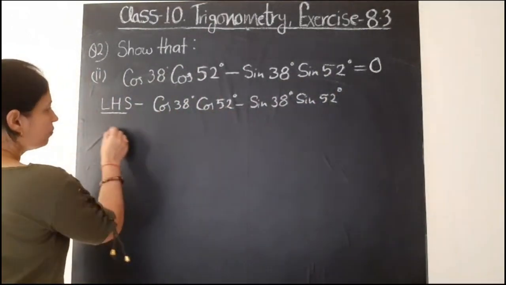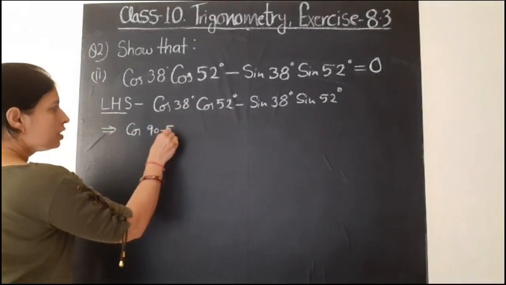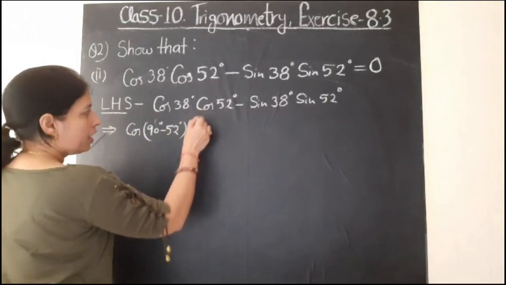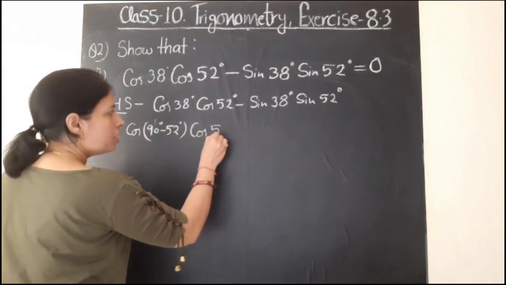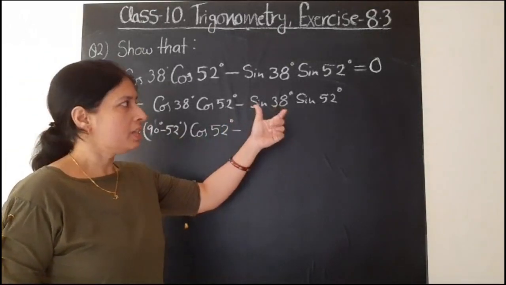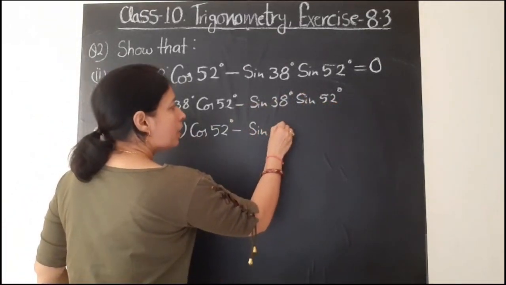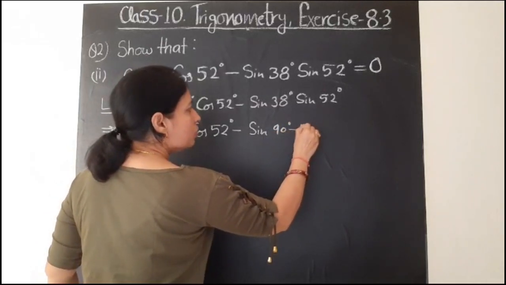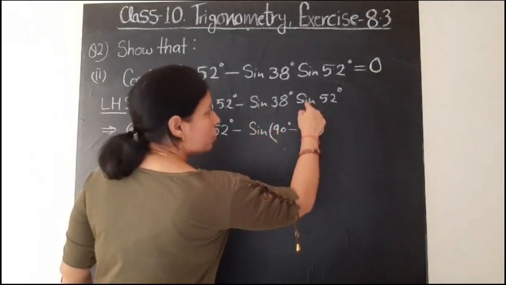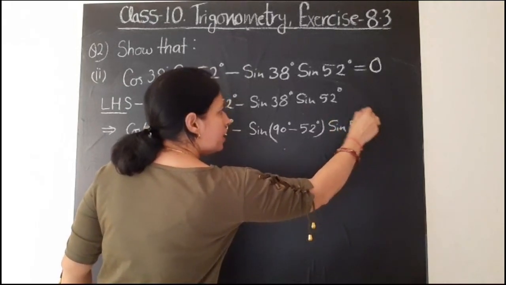So right here we can write cos 90 minus 52 degree. Here it is given cos 52, so don't convert this, write as it is cos 52 degree. Here it is sin 38 degree, so convert this into the form of 52 degree. So we can write sin 90 degree minus 52 degree, because 90 minus 52 is equal to 38. So write sin 52 as it is, sin 52 degree right here.